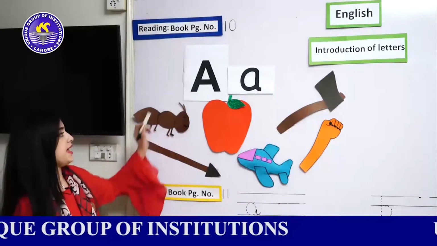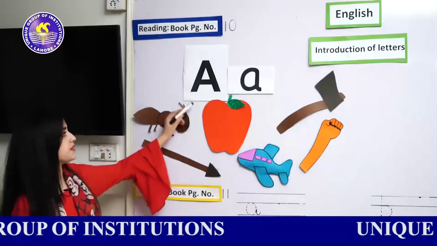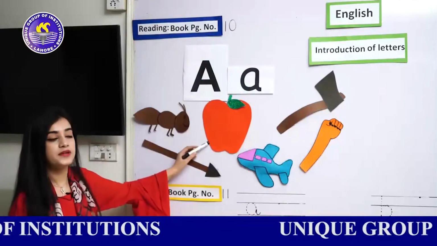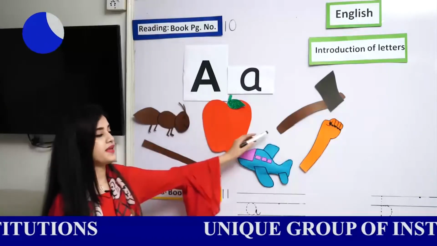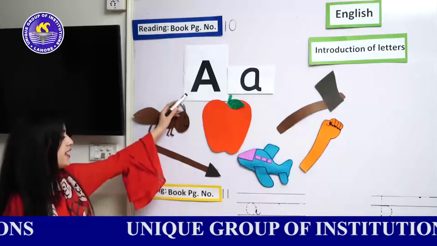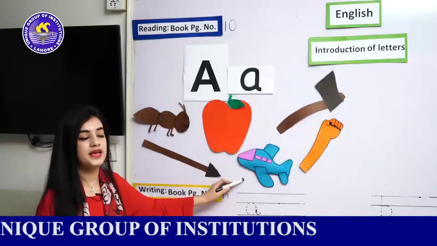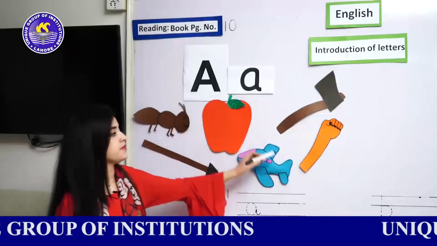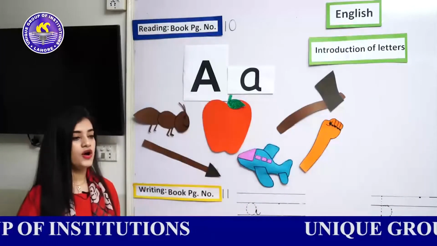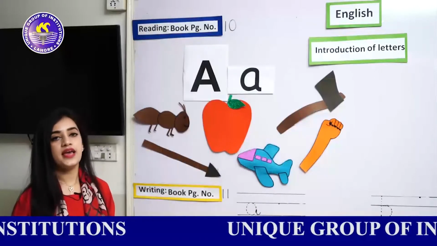Again, ant. Apple. Ax. Arrow. Aeroplane. Arm. Now I am going to tell you how to write A on dots.